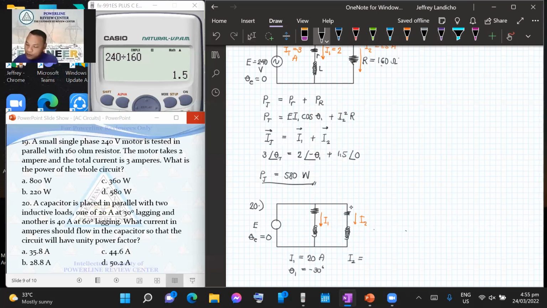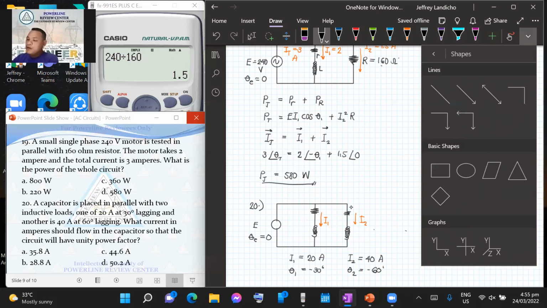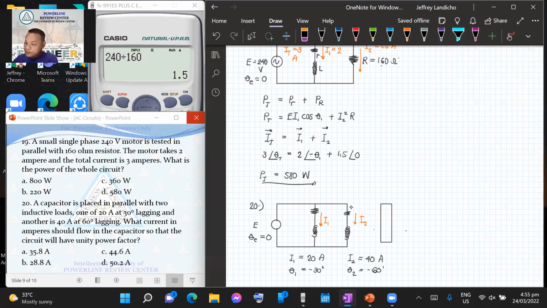Then I sub 2, its magnitude is 40 ampere, and its angle, theta sub 2, is lagging, so negative 60 degrees. Now, what current in ampere should flow in the capacitor so that the circuit will have unity power factor? That means we want to improve the power factor, so that the overall power factor of the circuit will become unity. To make it unity, we connect a pure capacitor at the end.